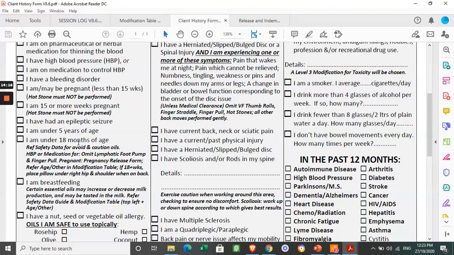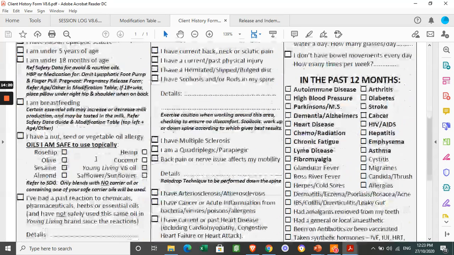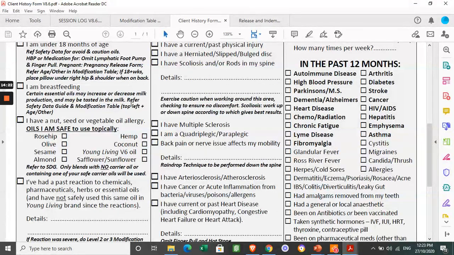Now, our important safety questions haven't quite finished. It's a whole column, so we're going to go down a bit further. We're still on the left side here, and it says, I have a nut, seed or vegetable oil allergy. Oils I am safe to use topically. And we've got rosehip, olive, sesame, almond, safflower, sunflower, Young Living V6, coconut and hemp.